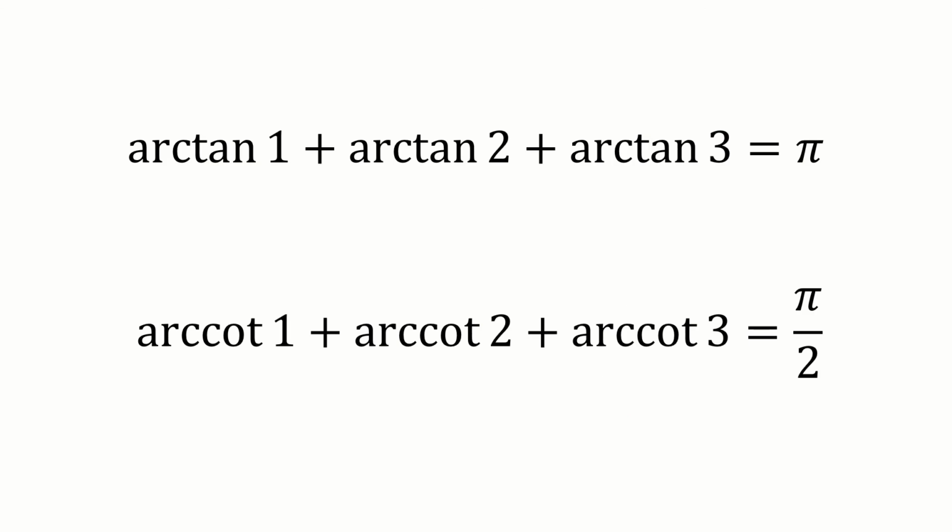So now we are done. We got two identities here. For the top one, arctangent 1 plus arctangent 2 plus arctangent 3 equals pi. And for the bottom one, arccotangent 1 plus arccotangent 2 plus arccotangent 3 equals half pi.